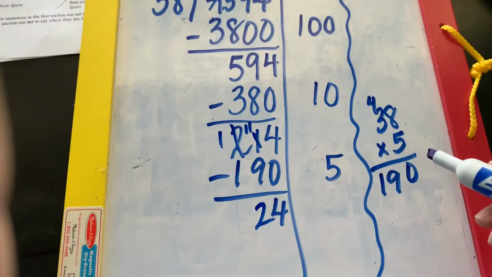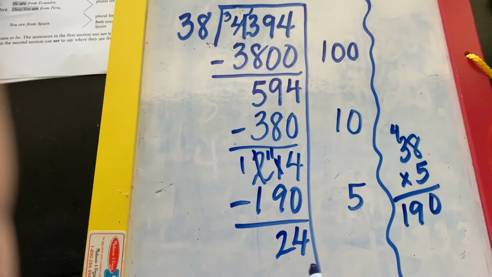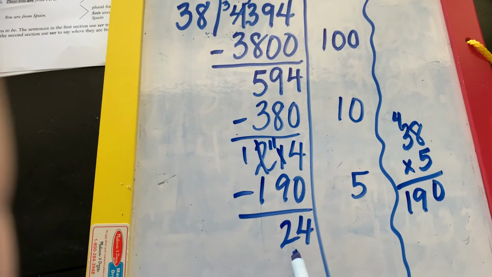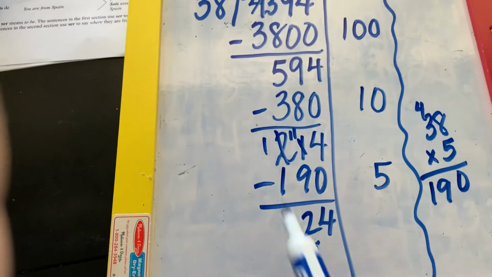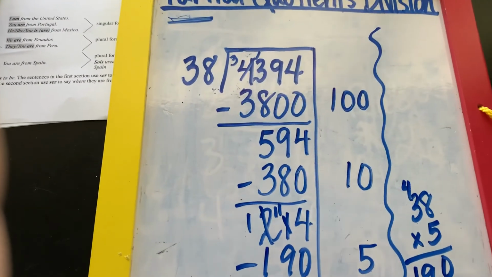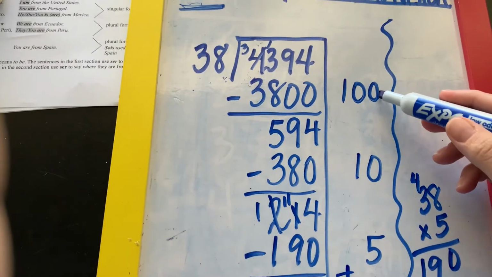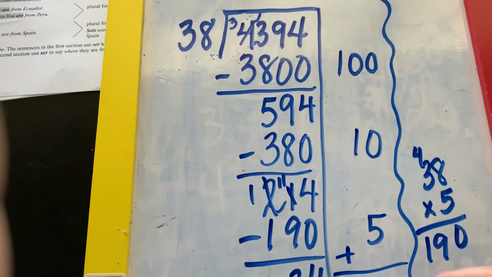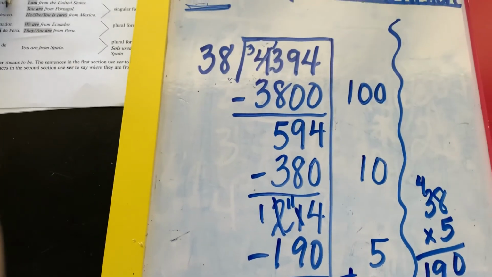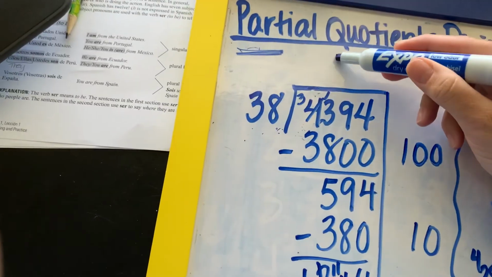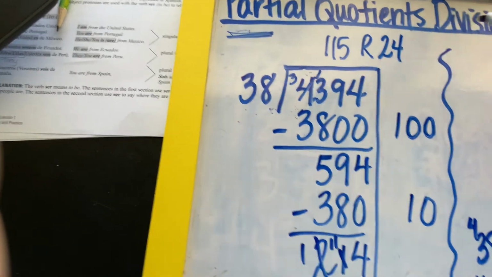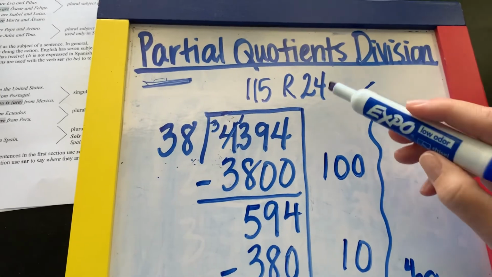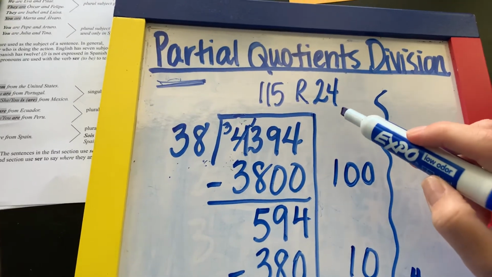So I know I can stop now because my remainder, this is my remainder, is smaller than my divisor. 24 is less than 38. So what I'll do is I'll add these up. 100 plus 10 plus 5, 115. And my answer would be 115 remainder 24.